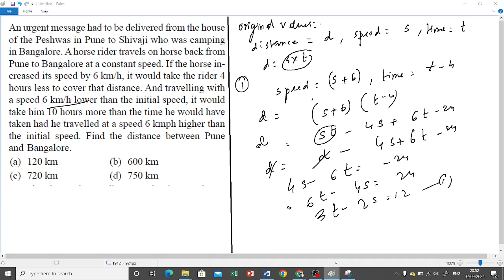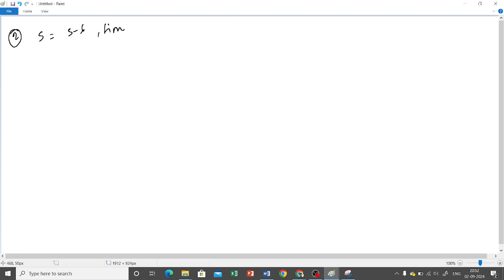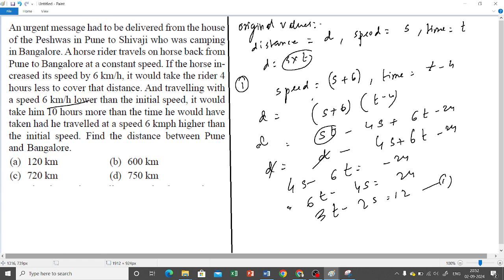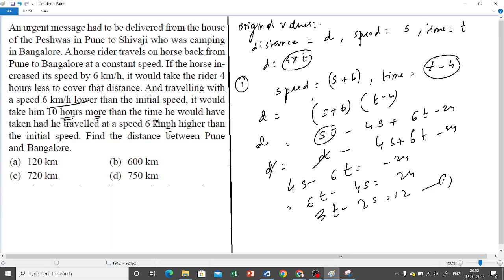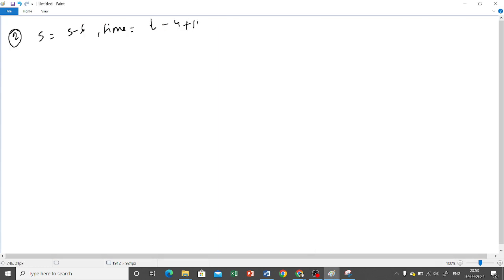So what is the time? t plus 10 now. It would take him 10 hours more than the time he would have taken had he traveled at a speed of 6 km/h higher than the initial. That means 10 hours more than this particular case. Do you understand? So t minus 4 plus 10. However, the distance is still the same, right?